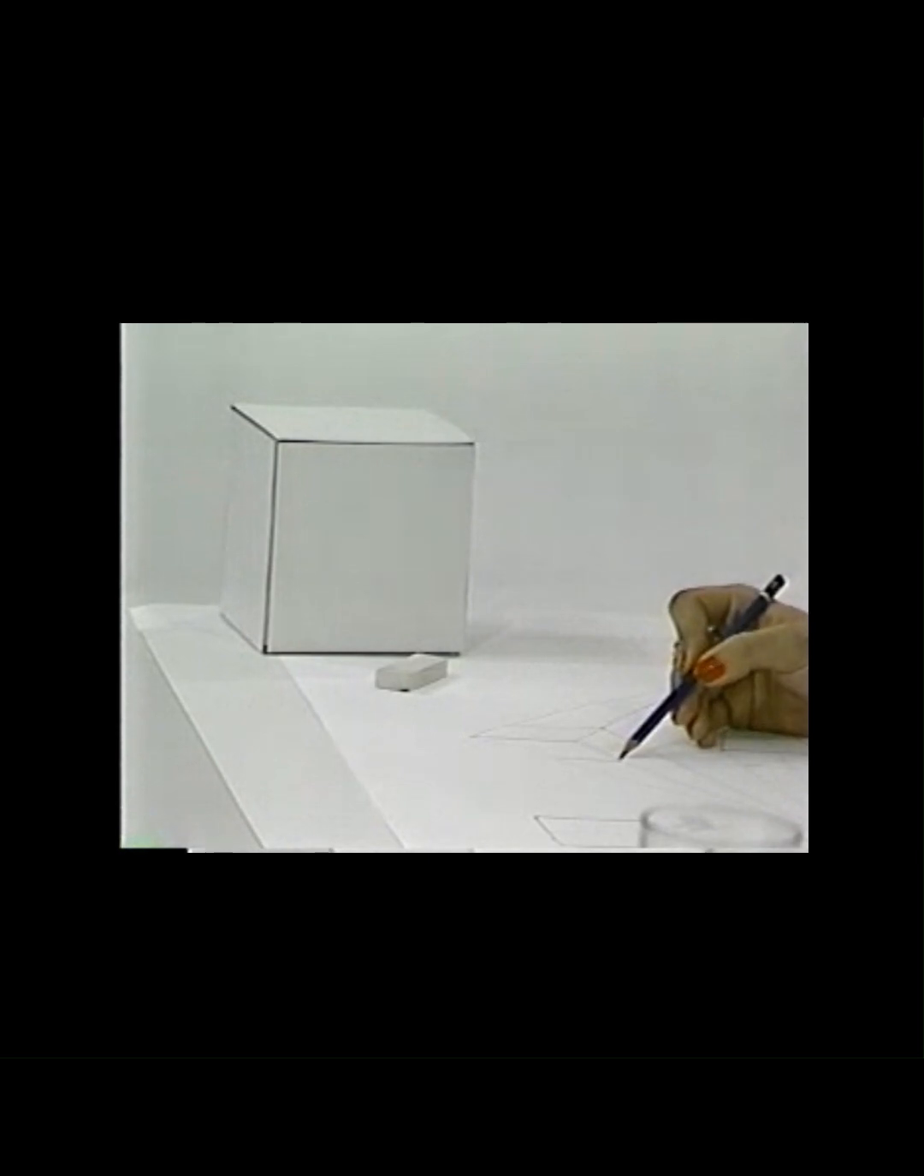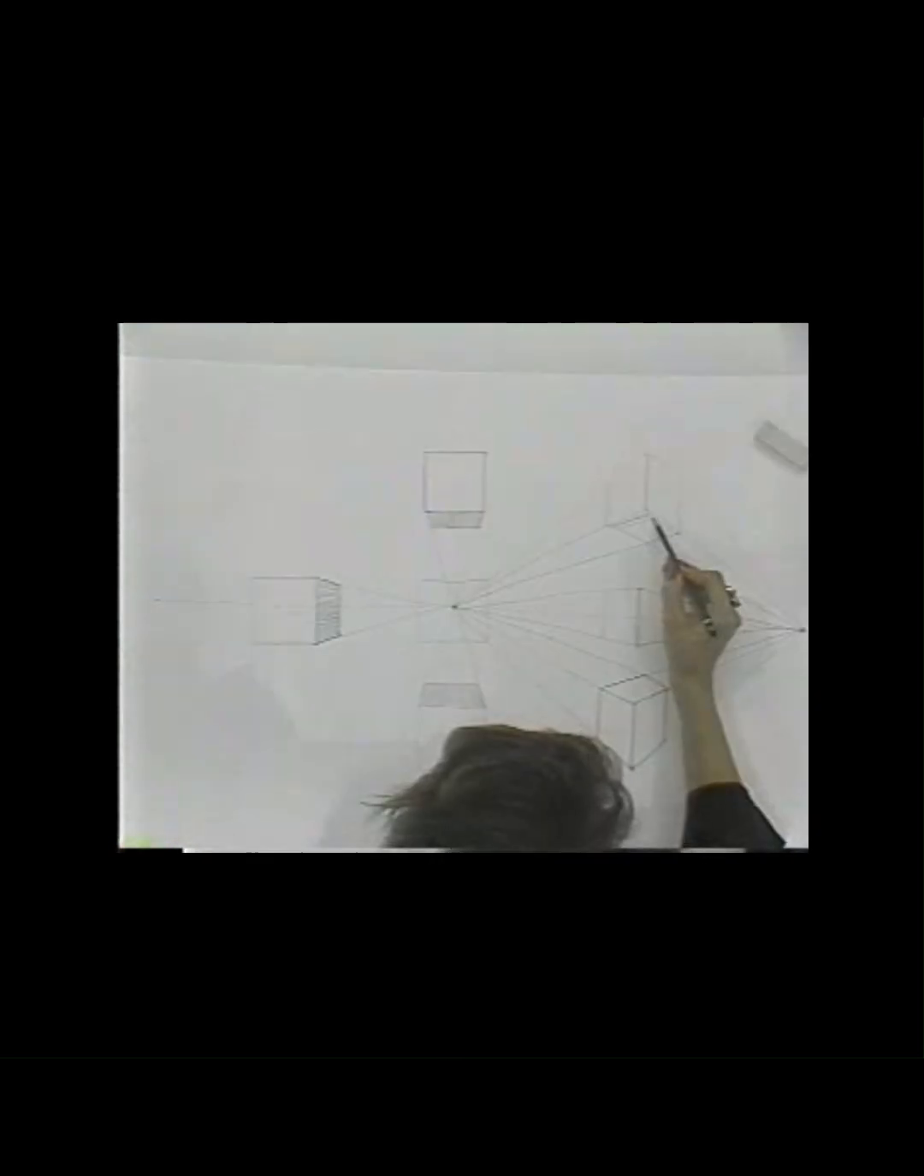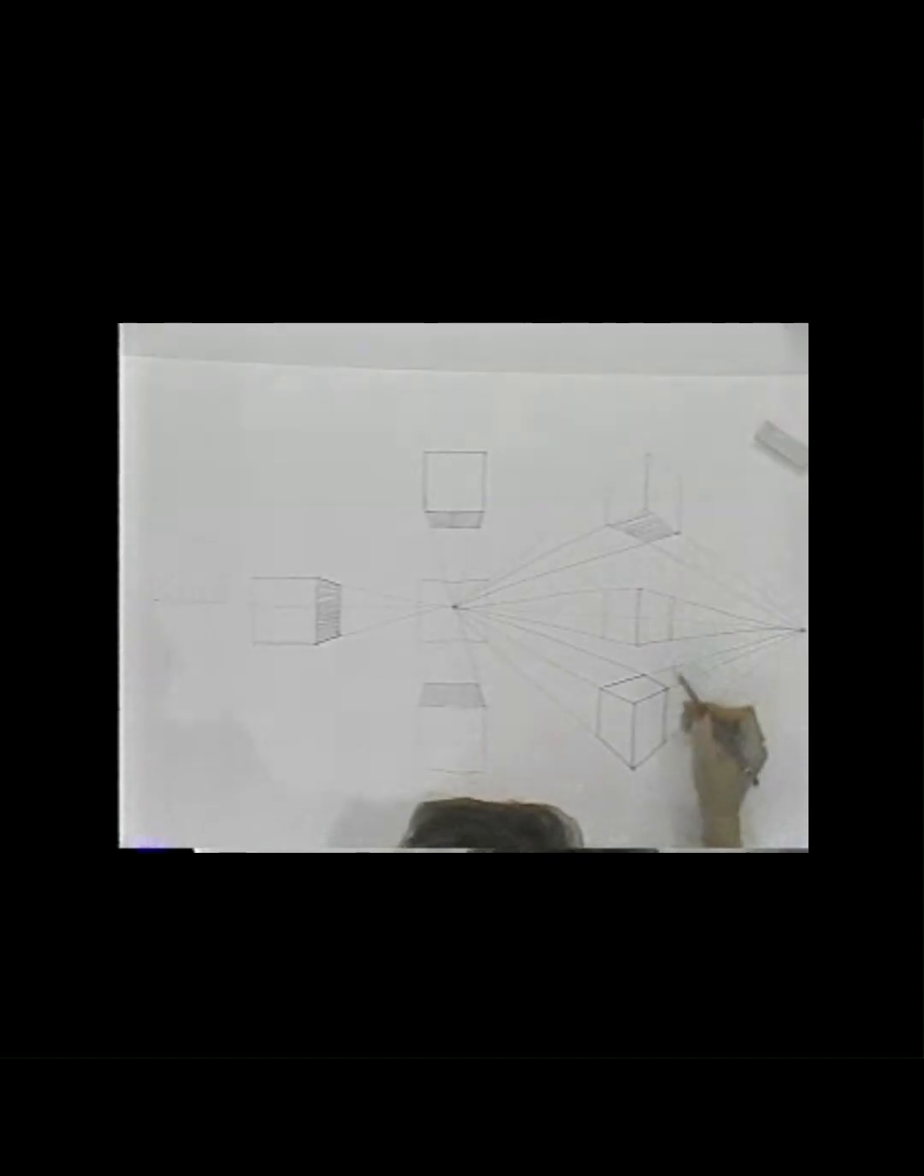I make short lines as an accent on where we have been talking about and an accent on the direction. And do the same when you only see the top side.